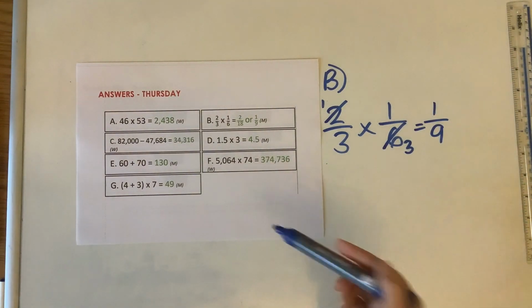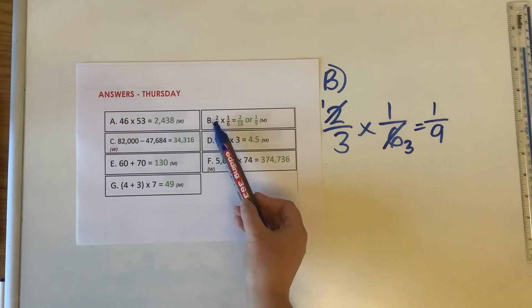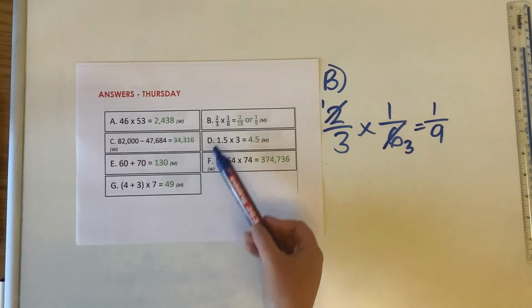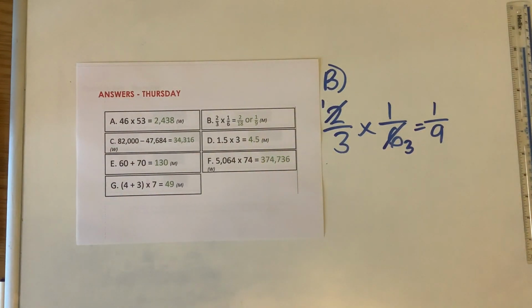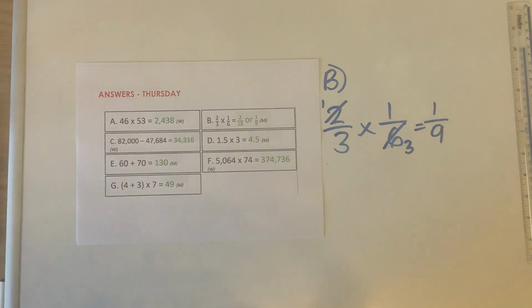You could have just multiplied across, 2 times 1 giving you 2, 3 times 6 giving you 18, but then you need to remember to simplify again as well. Well done. So today we're going to be learning to identify and define equilateral triangles.